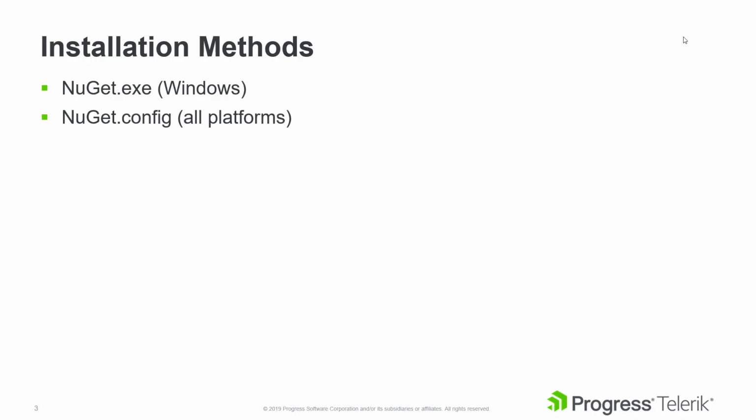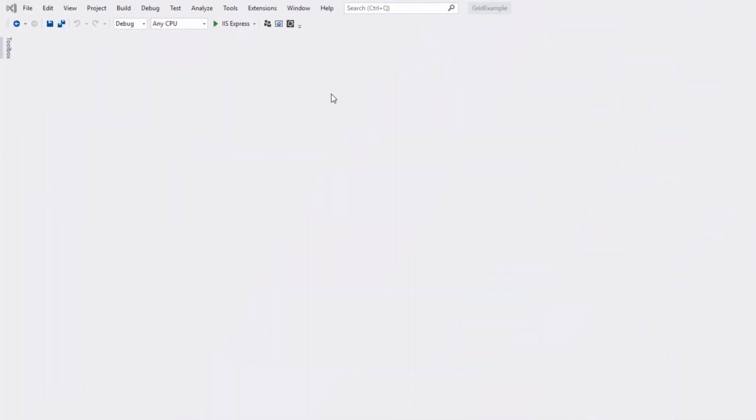Over the next few minutes, we'll learn how to add the Telerik NuGet feed to your NuGet sources using both the NuGet EXE on Windows and by editing the NuGet config on all platforms. Let's start by opening Visual Studio and checking our NuGet Package Manager settings.